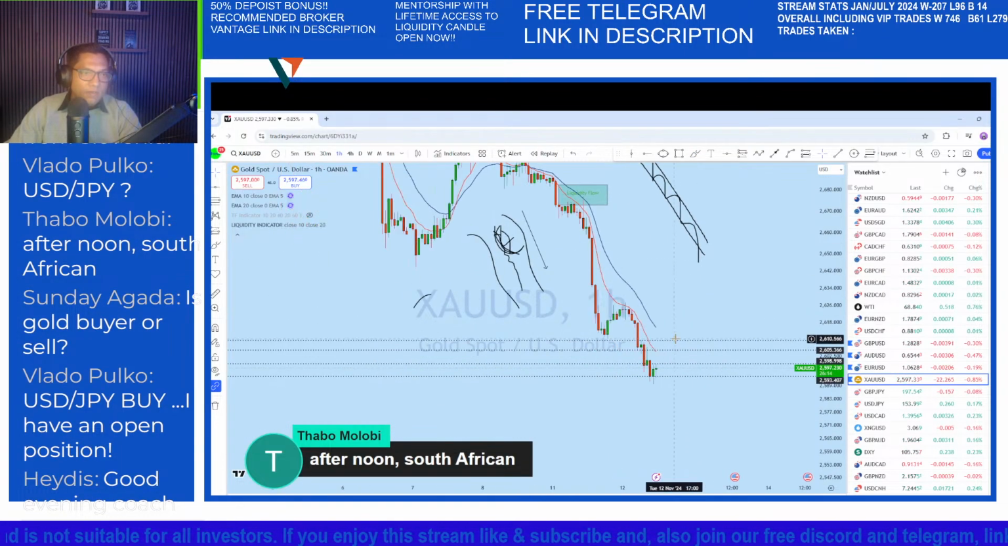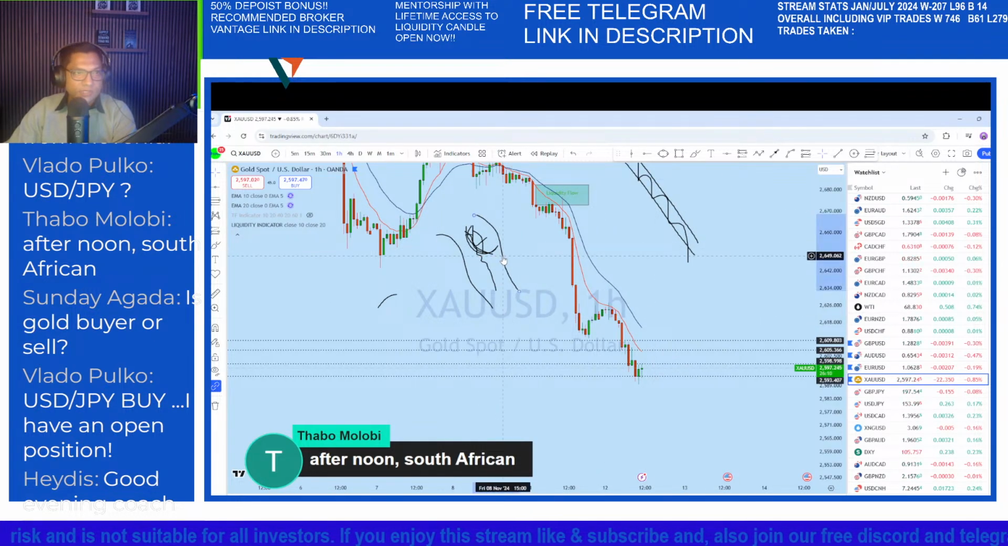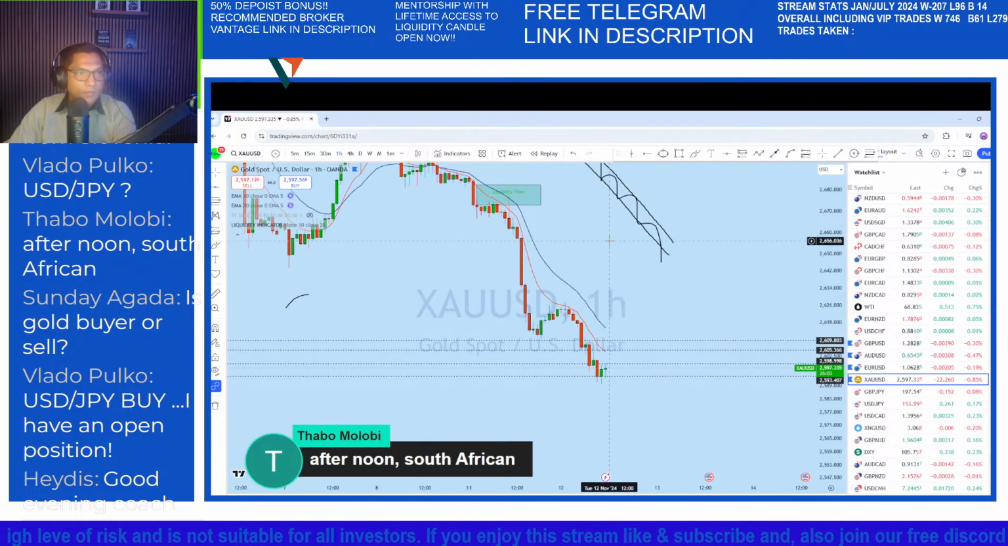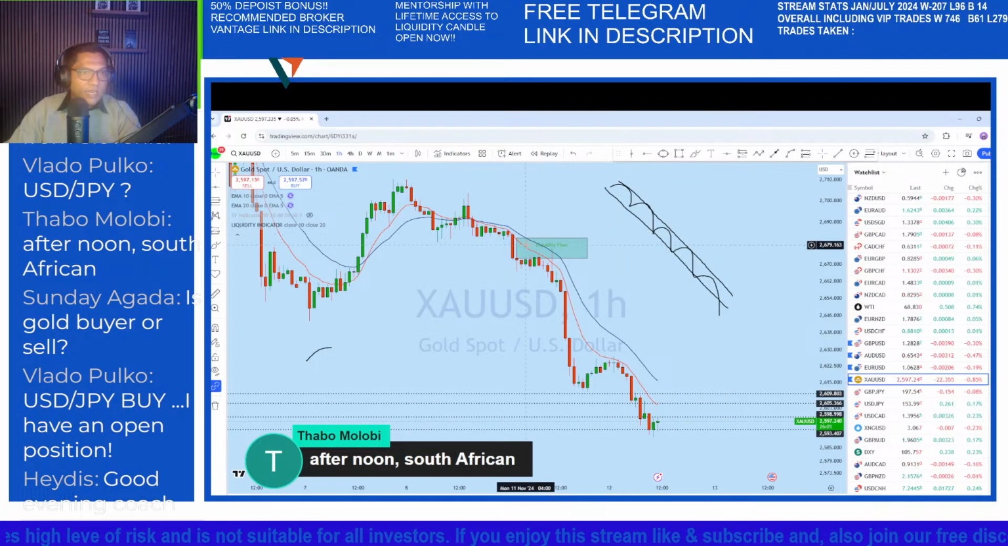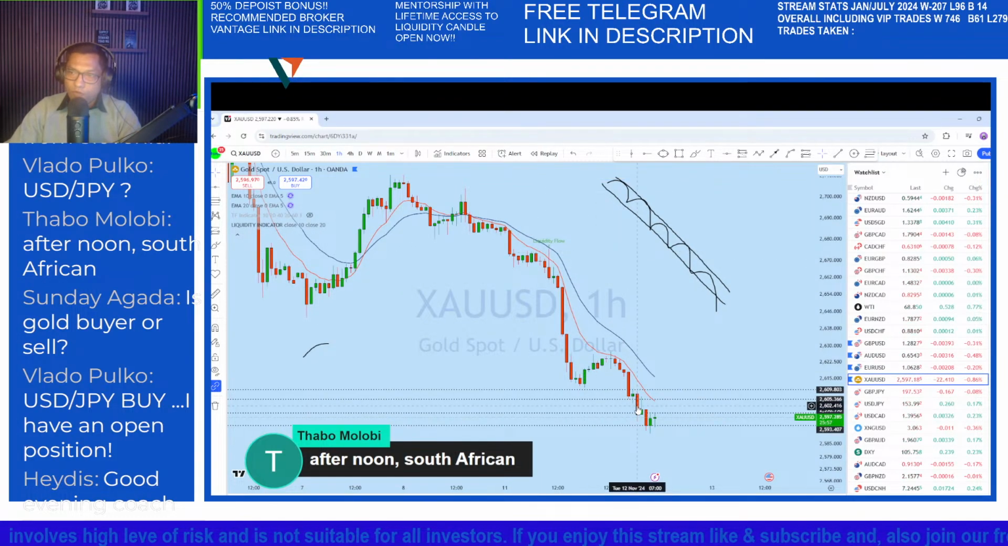Now with that in mind, if we look at this market, what we can see is that this is a liquidity flow, and that's where the market has dropped in that direction, right?